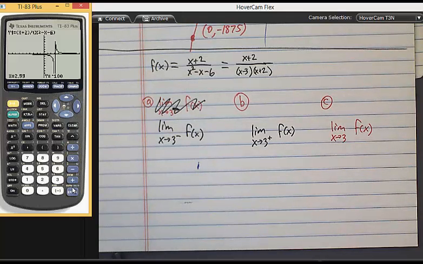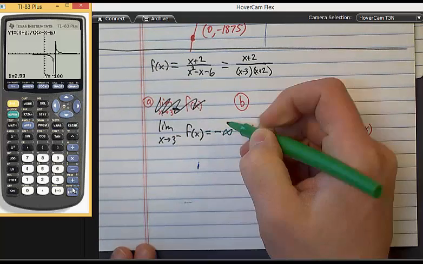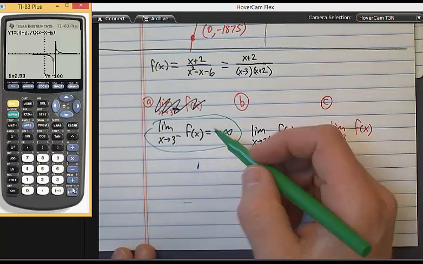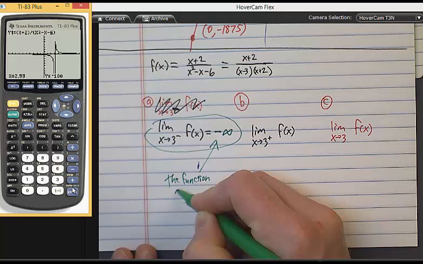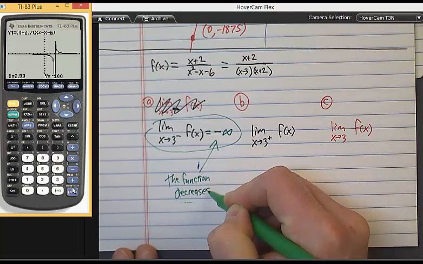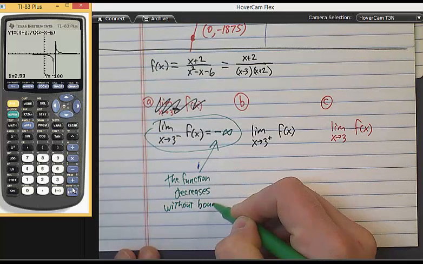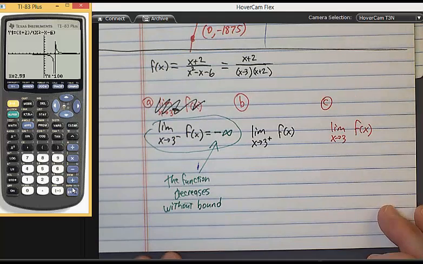And so there's a nice symbol we use to say that. We say that this limit as x approaches 3 from the negative side is negative infinity. Okay? Now, that's kind of weird. Infinity is not a number. What this really means is the function decreases without bound. This thing just keeps getting smaller and smaller, and it's not bounded by anything. It can get as low as you want. If you did 2.99999, enough nines, you'd get as low as you want.